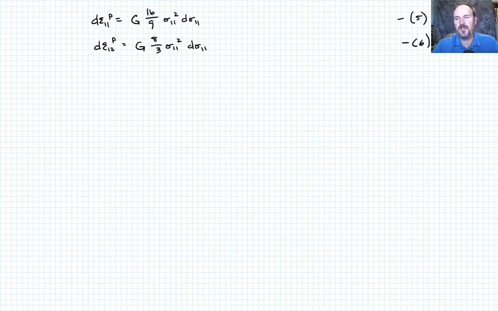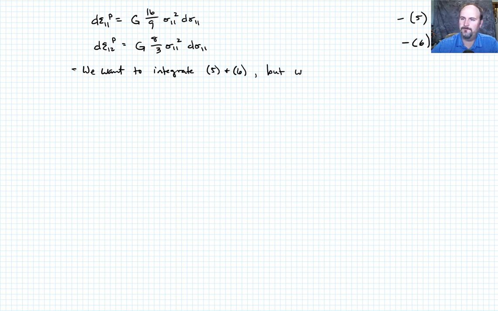Okay, so now we want to actually integrate equations 5 and 6, so that we can integrate from whenever we cross that yield surface up to d sigma 1,1 equals 2 times sigma naught. But we need a lower bound of integration.